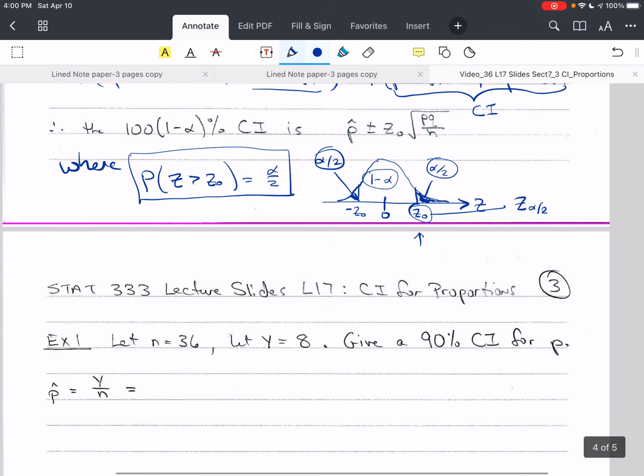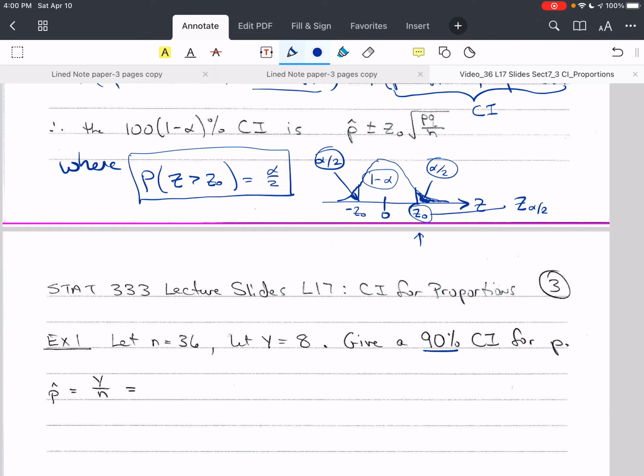Let's do an example. So let's say that n is equal to 36. It's always nice in an example to have a number that you can take the square root of. And then we're going to say that y is equal to 8, and we want a 90% confidence interval for p. The first thing that we should probably do is calculate p hat. And so p hat is y over n. Y is the number of items that has the attribute of interest.